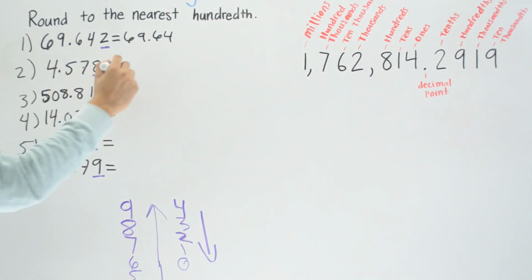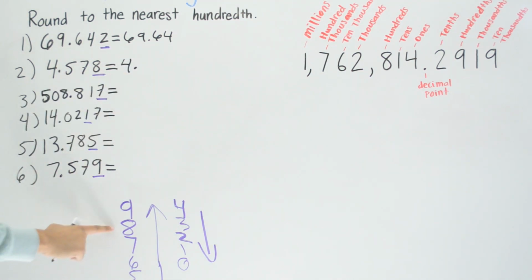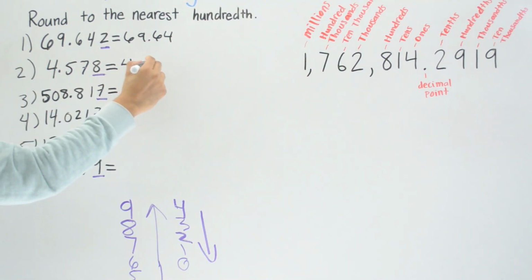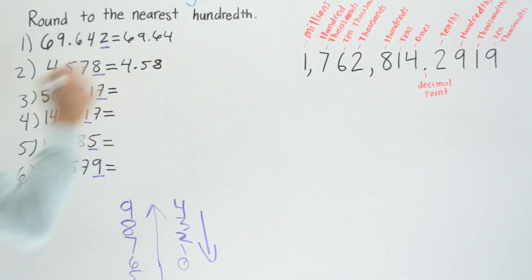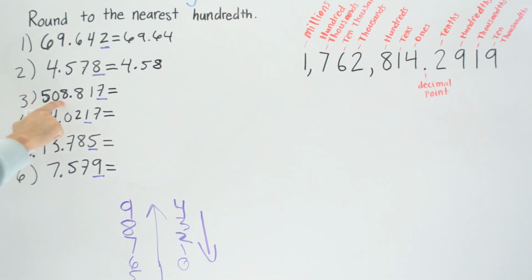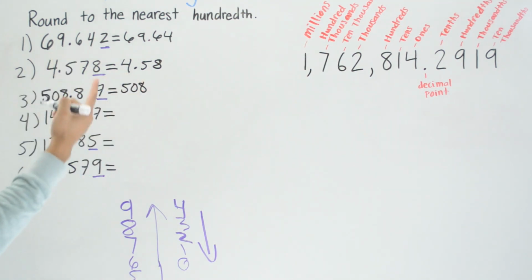Then we do 4.578. The 8, if you remember, is rounding up, so we're going to move the 7, and the 7 is going to become an 8. We're still going to leave the 5 itself. The only number we're moving is the 7 to be 8. Then we have the next one, which stays the same, since we're only rounding to the nearest hundredth.